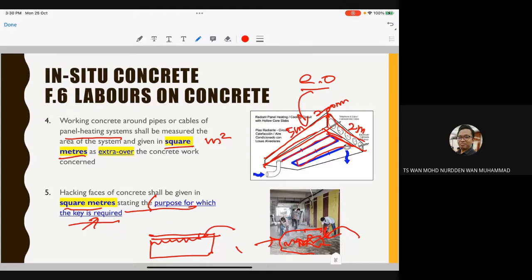So, kita cannot just simply letak atas concrete slab yang biasa ataupun letak atas semi render, kan, because dia takkan ada grip dengan kita punya tile. So, what we can do is to hack the faces of the concrete, okay, measure in square meter to provide the key for the concrete slab lah, for the tiles lah. Okay. So contoh-contoh ni macam tu lah.